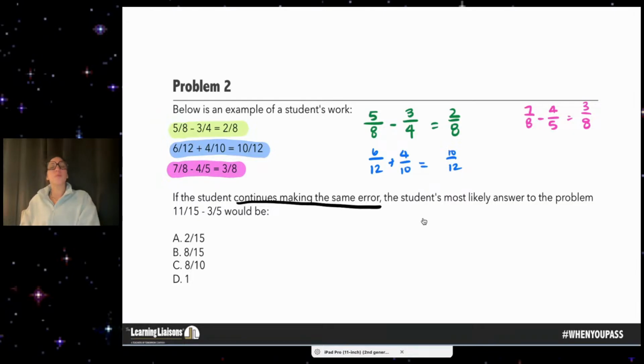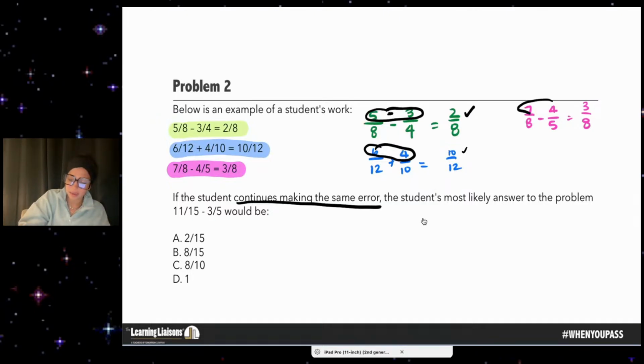So I'm going to look at the first problem and try to figure out what they did here. It looks like they did 5 minus 3 equals 2. Is that something that they did in all the other problems? Did they do a subtraction problem in the numerator to get the numerator of my answer? 6 plus 4 equals 10. Yep, they added those because the symbol in the middle is an addition sign. 7 minus 4 equals 3. Yep.